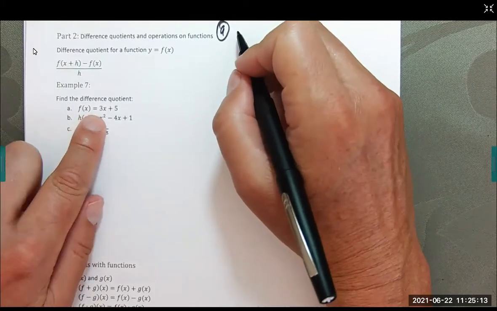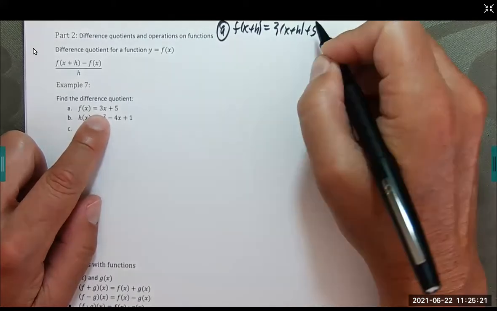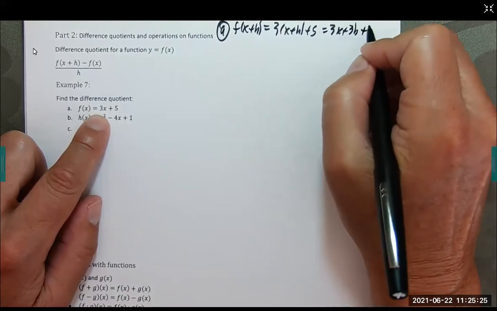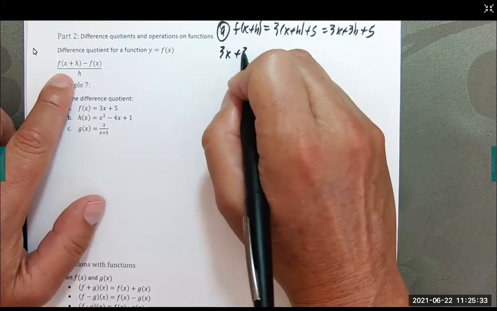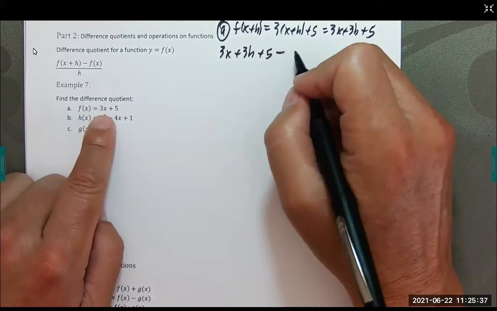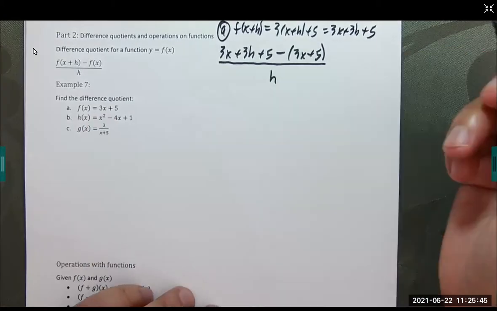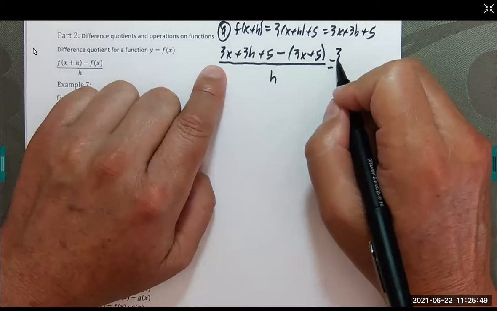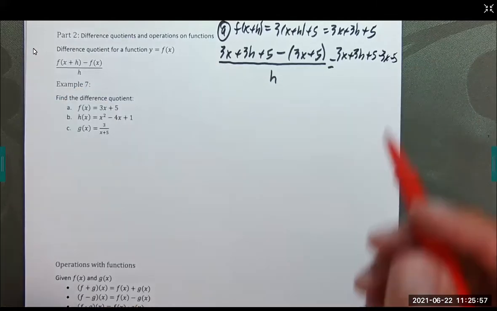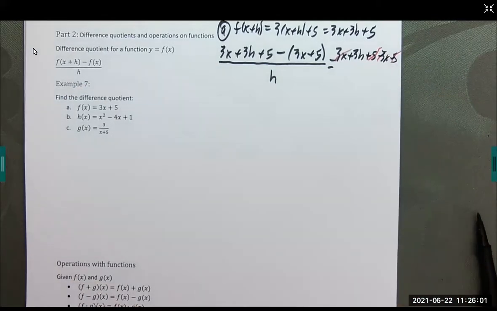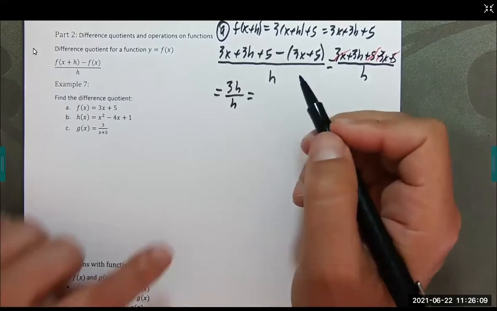So we're going to do f of x plus h equals 3 times x plus h plus 5. So let's do it. So f of x plus h, that's 3x plus 3h plus 5 minus the original function, that's 3x plus 5, all divided by h. This becomes 3x plus 3h plus 5 minus 3x minus 5. And you can see the 5's go away and the 3x's go away. And as I said, our kind of goal is to get rid of that h in the bottom.